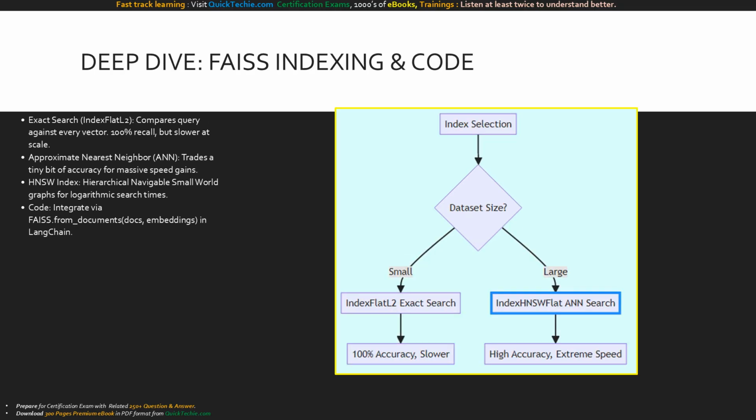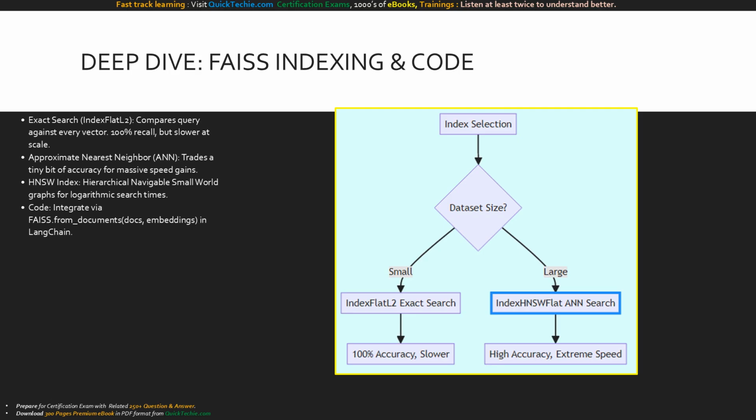Let's dive into how FAISS achieves this performance through its indexing algorithms. The most basic method is exact search, written as faiss.IndexFlatL2. This calculates the distance against every single vector, ensuring perfect recall, but it becomes a bottleneck at scale. To solve this, FAISS uses approximate nearest neighbor, or ANN, techniques. A standout algorithm is HNSW, Hierarchical Navigable Small World, which builds a multi-layered graph to achieve logarithmic search times, making it blistering fast with negligible accuracy loss.